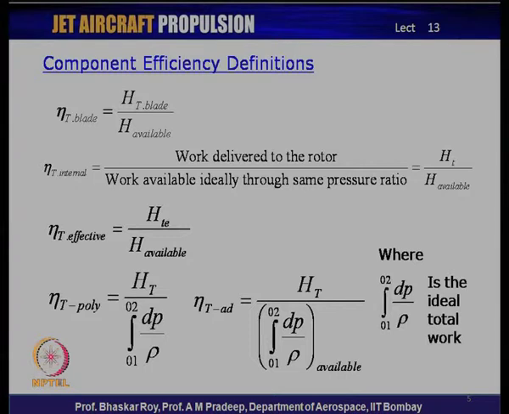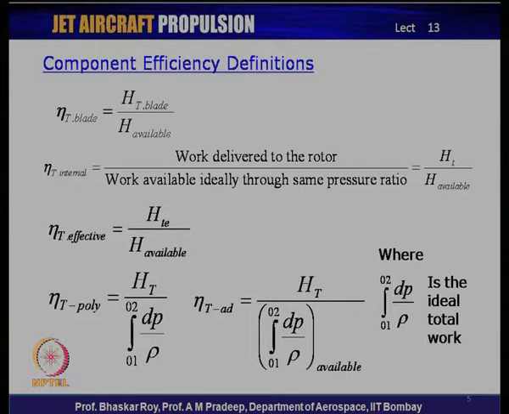The polytropic efficiency that we have talked about, and we have talked about a lot of it in your cycle analysis, can also be written down in terms of HT divided by the integral from 01 to 02 of dp by rho, and a corresponding adiabatic efficiency can be written down in terms of HT divided by the integral from 01 to 02 of dp by rho as the work available. Now, the integral from 01 to 02 of dp by rho, of course, is the ideal total work based on the total heads 01 to 02, that is the ideal work that may be available to the turbine for doing its work.